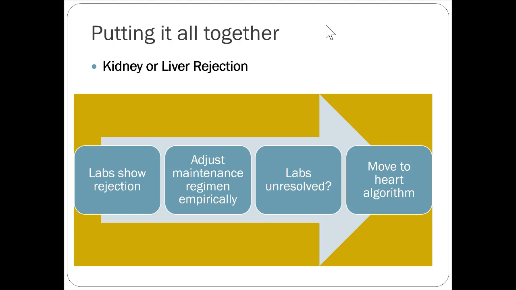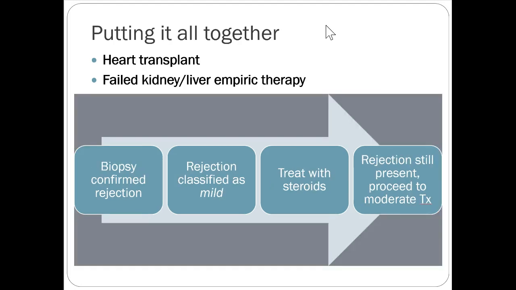If the empiric regimen adjustments don't show some resolution soon, so you don't see things start to trend in the right direction, you're going to move to your heart rejection algorithm. Heart transplant, I think you put a lung transplant in here too. I'm not exactly sure. We don't do lungs at Abbott, so I don't know exactly what they do, but I'm assuming it's pretty similar to heart. Be more of a high acuity thing.